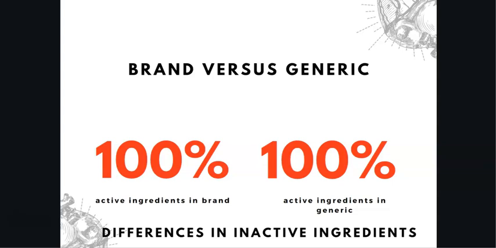Brand and generic drugs contain the same active ingredients. However, there is a difference in the inactive ingredients. The U.S. Food and Drug Administration, or FDA, Orange Book rates generic substitutes for brand name products. So if you ever want to know how a generic is rated, you can go to the FDA Orange Book for that.